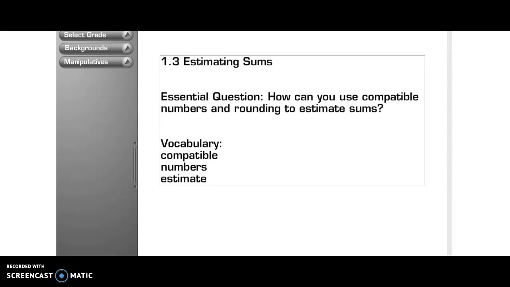Also, numbers, we will be using those all day, as well as estimate. An estimate is a number close to the exact amount. When you estimate, you can definitely use this in your real life, like buying groceries, or if you're out with friends and you're wanting to figure out if you have enough to buy a movie ticket and popcorn. We use estimation all the time.